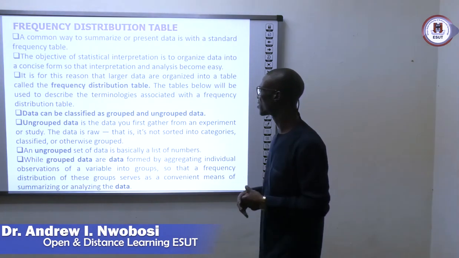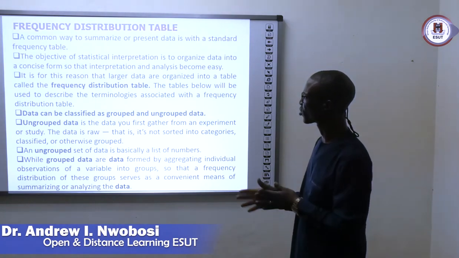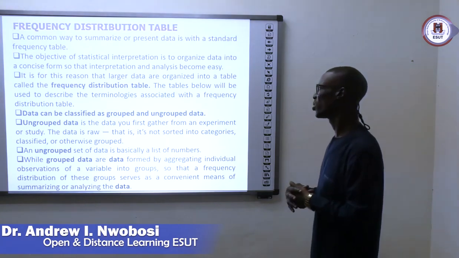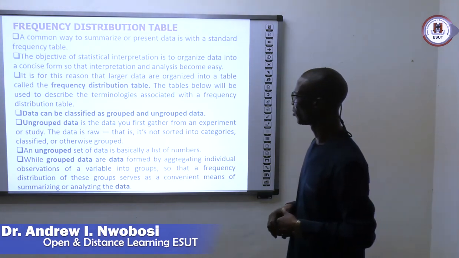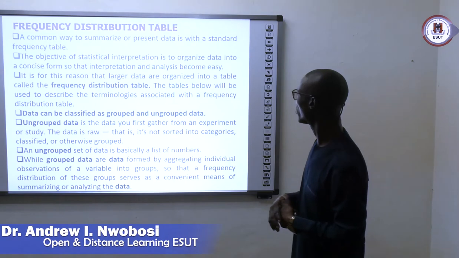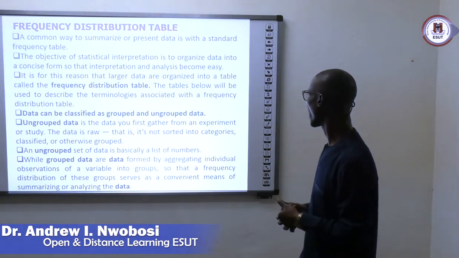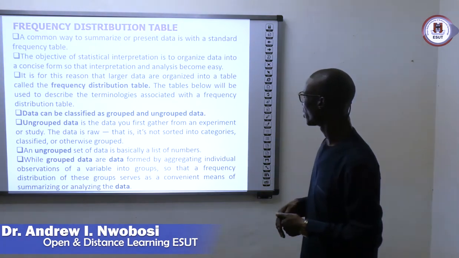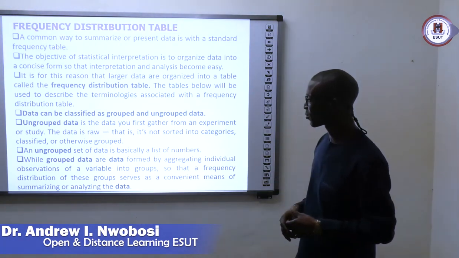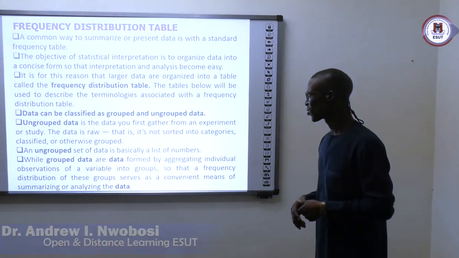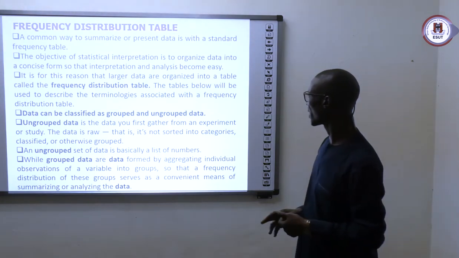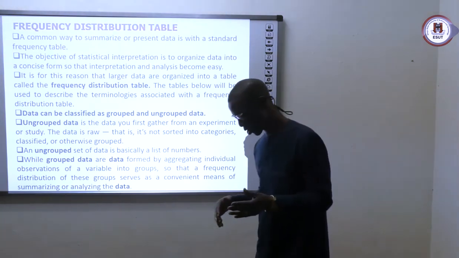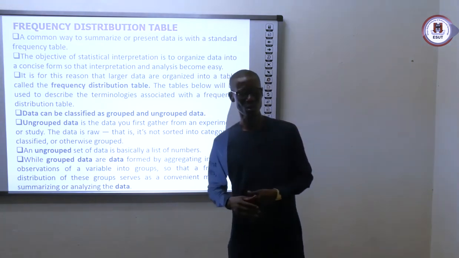So these are frequency distribution tables. A common way to summarize or present data is with what? A standard frequency table. The objective of statistical interpretation is to analyze or organize data into concise form, so that interpretation and analysis become easy. Here, larger data are organized into tabular form, sometimes into structured form.